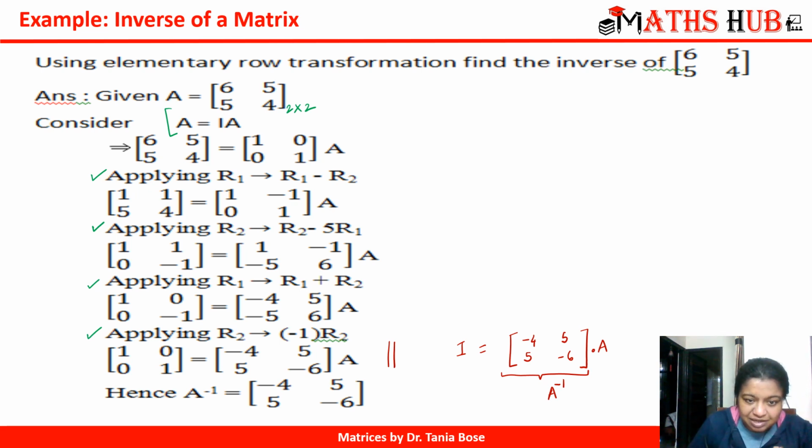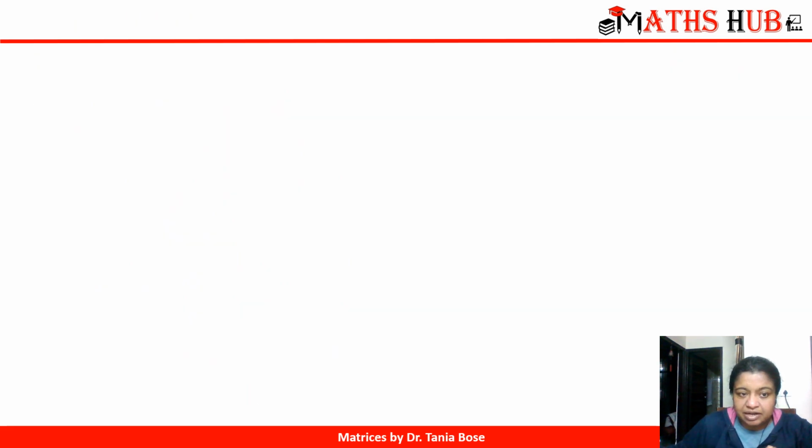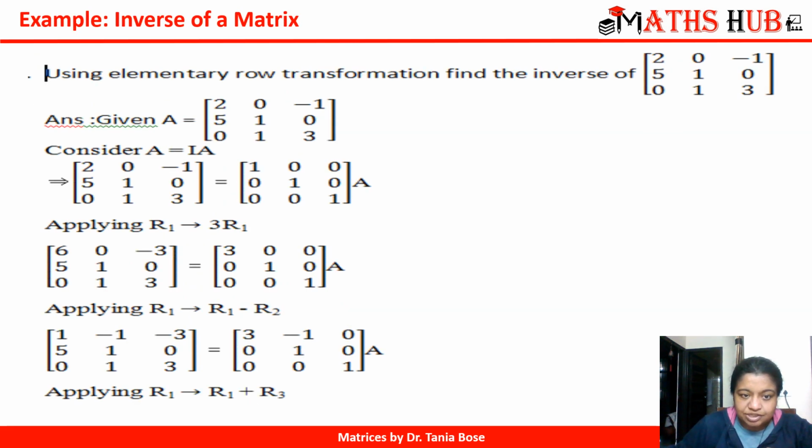So I hope it is clear. It's just a matter of the transformations that you are applying, and while you are applying them, you need to be very consistent. You must not make any mistakes. Otherwise, the error will be committed on the identity side as well when you are converting it into the inverse, right? Okay. So now let's move on to another question.